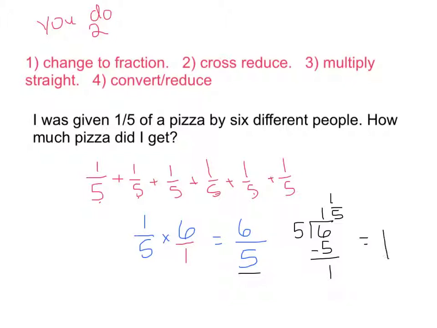So I ended up with 1 1/5 pizzas, one whole pizza with 1/5 of another pizza. So I had a full pizza and another fifth, so I oinked out on that. That was the correct answer to that problem.